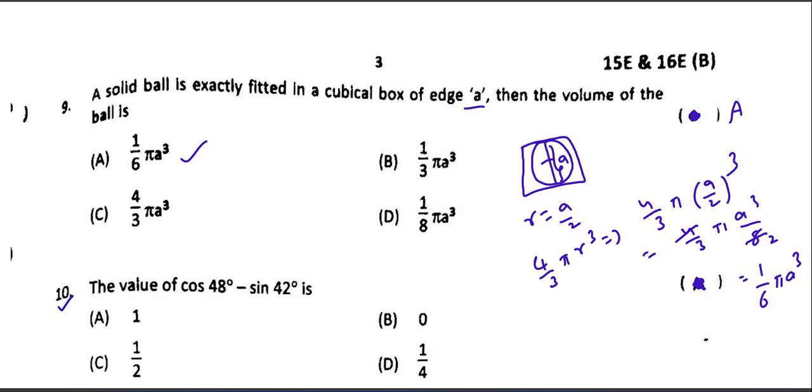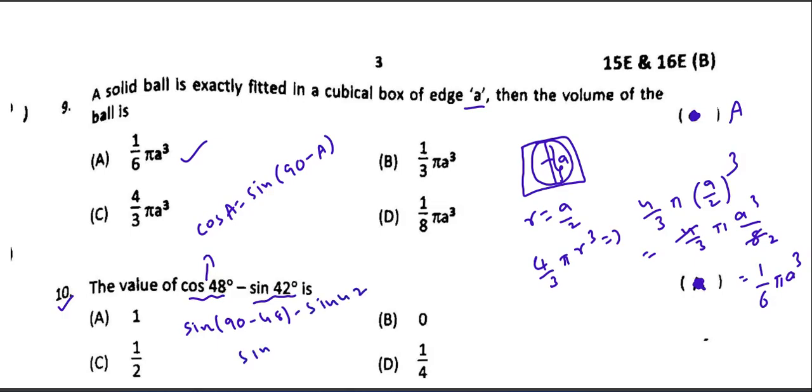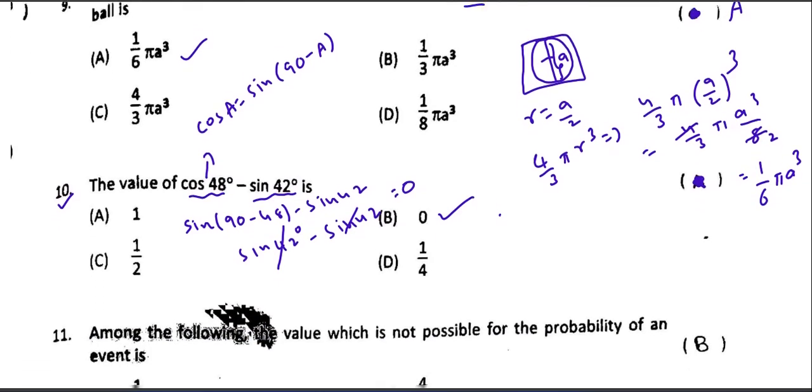Next, the 10th one. The value of cos 48 minus sin 42. We have complementary formulas. Cos A equals sin of 90 minus A. So sin of 90 minus 48. This one doesn't change, sin 42. Sin of 90 minus 48 is what? 42. So sin 42 minus sin 42 cancel, that is 0. Option B is the correct answer.